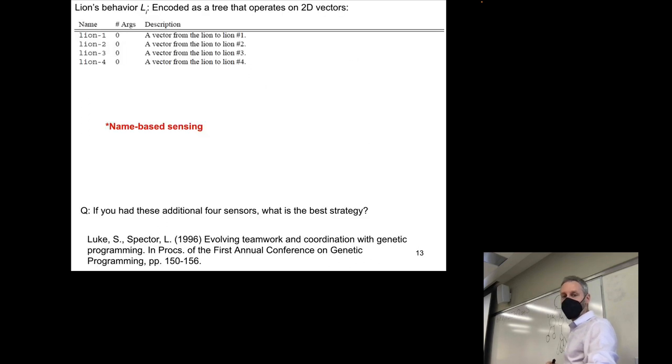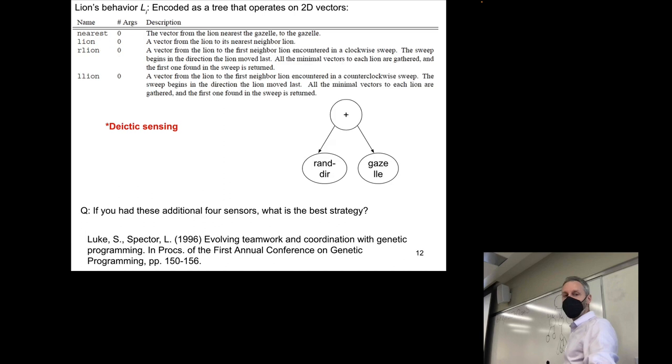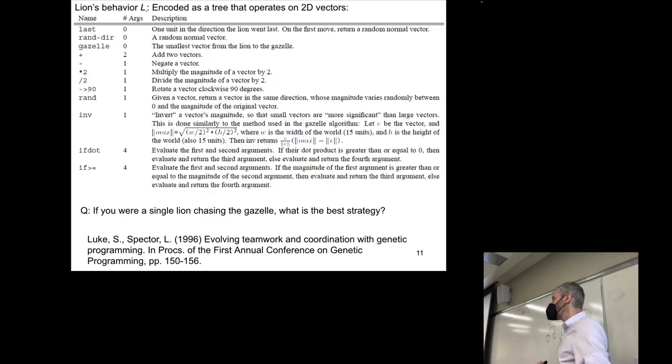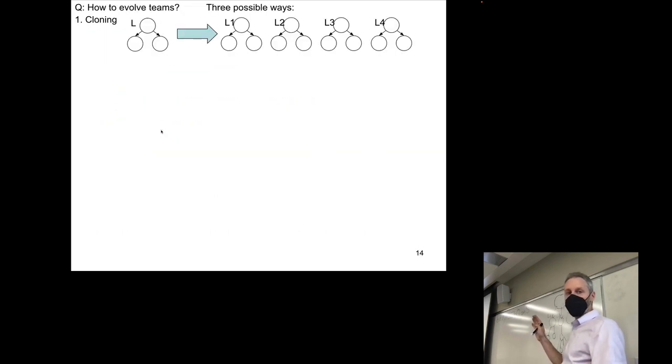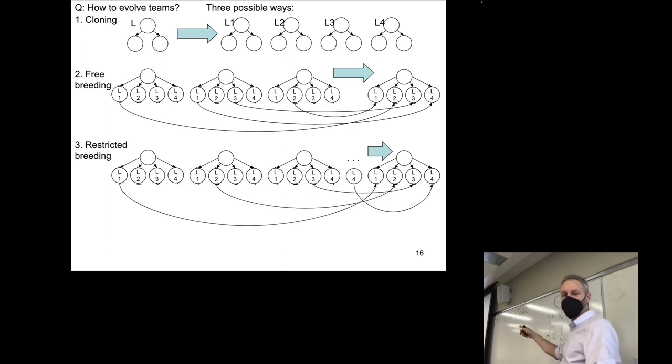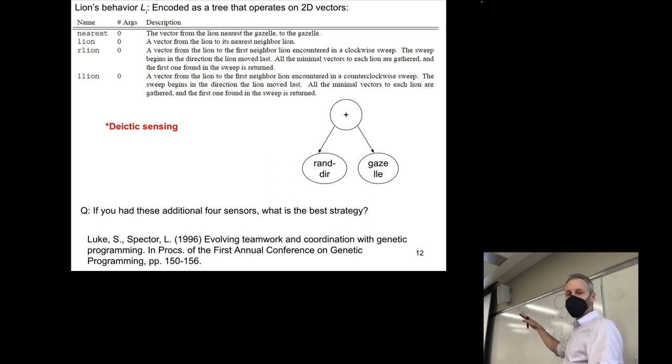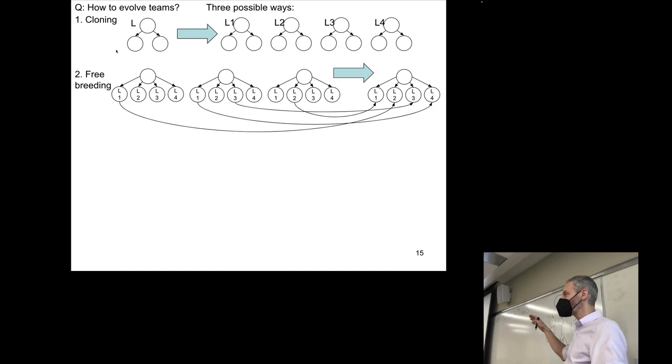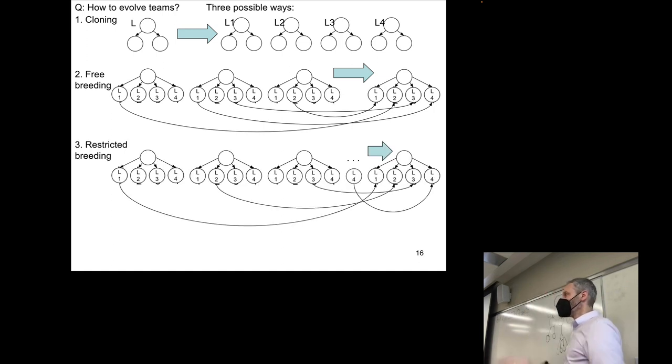For each of these ways of breeding strategies, when we mutate or when we create trees to begin with, there are different operations that we can put into those behaviors. It turns out in this experiment, there are 9 possible variations, 3 times 3, right? We could evolve strategies using this set, using cloning. We could use that original set and use free breeding, or we could use that original set and do restricted breeding. If we do deictic sensing, we could do deictic sensing with cloning, or deictic sensing with free breeding, or deictic sensing with restricted breeding. So we get a 3 by 3 or 9 different ways of evolving lion prides. So this is not A-B testing, this is A, B, C, D, E, F, however many that is.